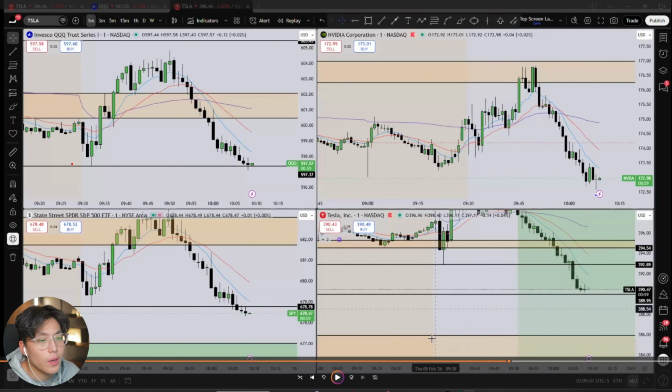So yeah, as you can see right there, Qs finally hit our low of day. Similar thing here with SPY as well. Tesla, beautiful flush towards the downside. This is a great example of using intraday reversal with a higher time frame continuation. With that being said, let's go on to the next example that we have for us today.